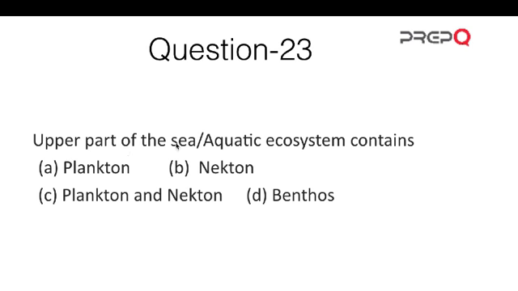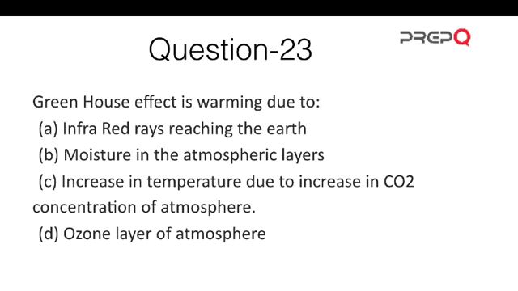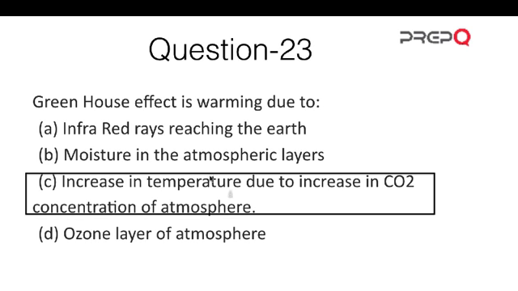Next, the upper part of the aquatic ecosystem contains which of the following? The correct answer is plankton. Next question, greenhouse effect is warming due to. The correct answer is C. Increase in temperature due to increase in carbon dioxide concentration of atmosphere.